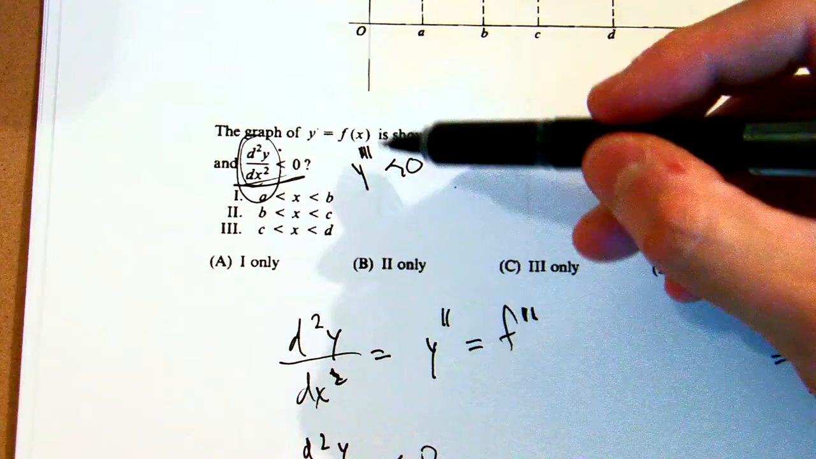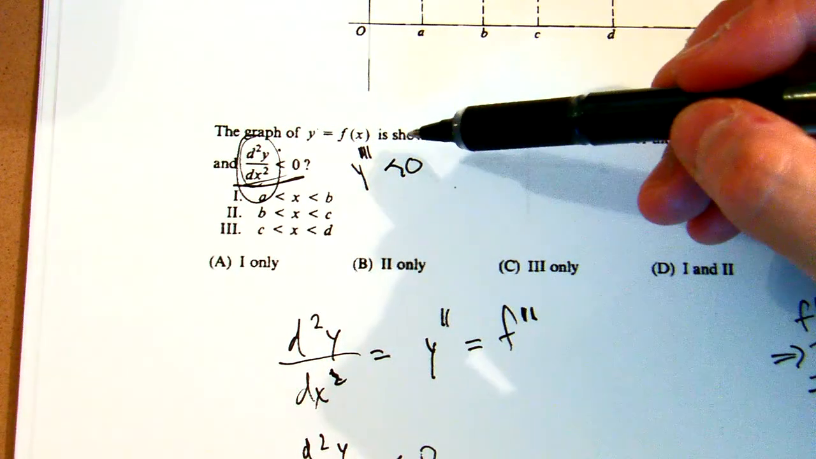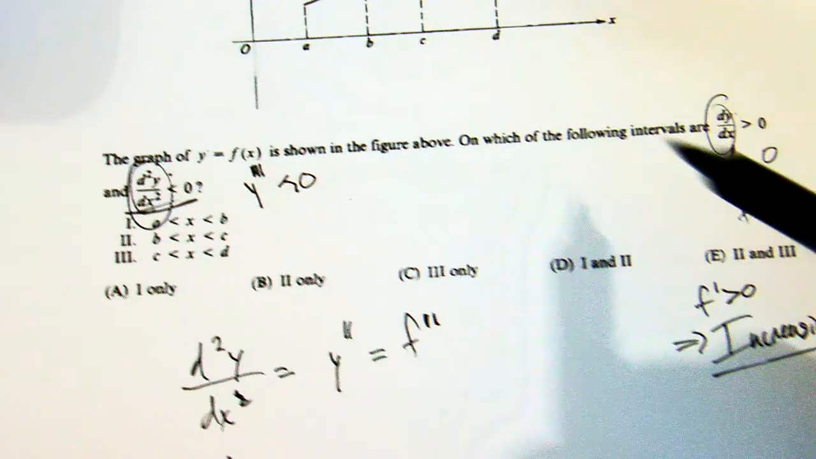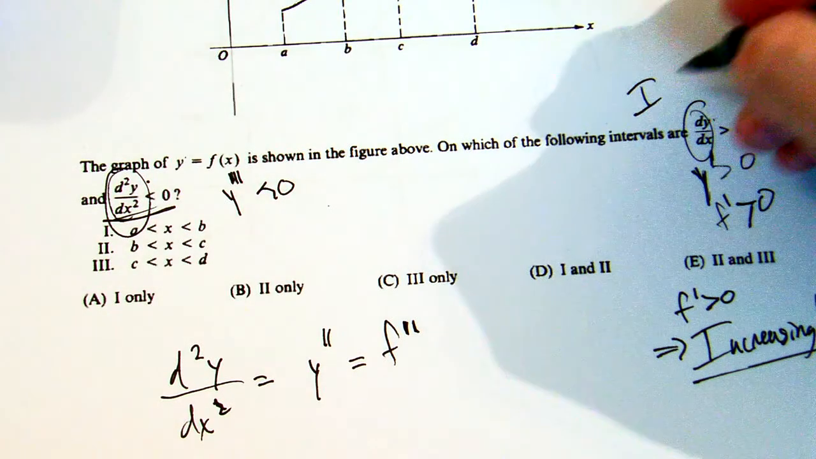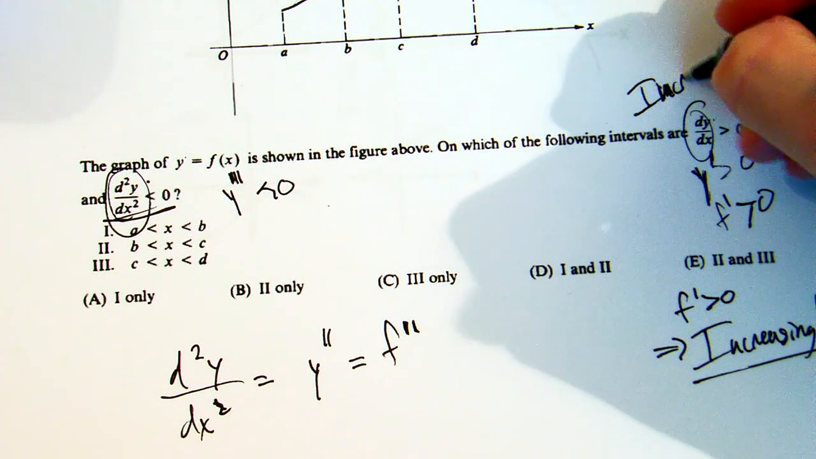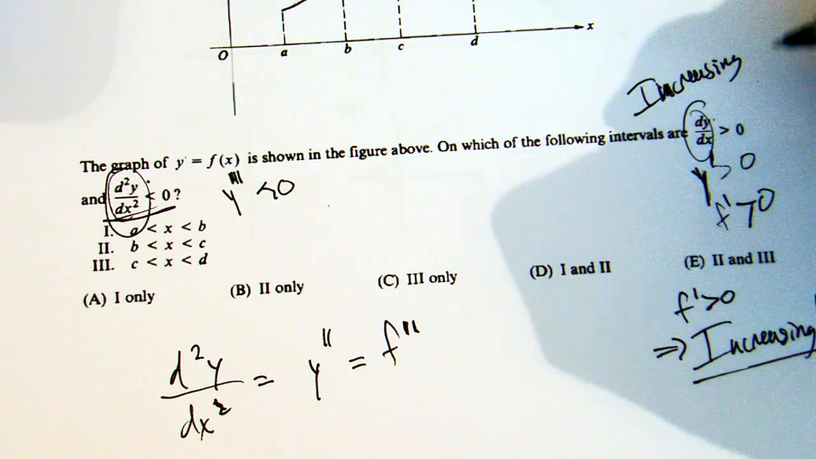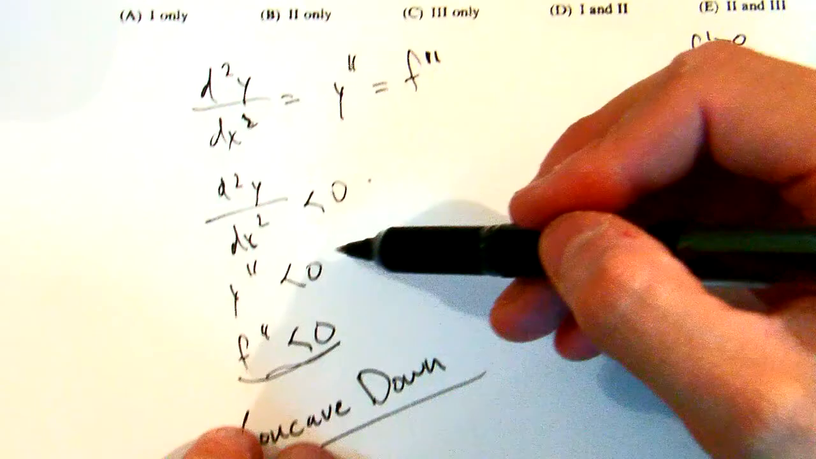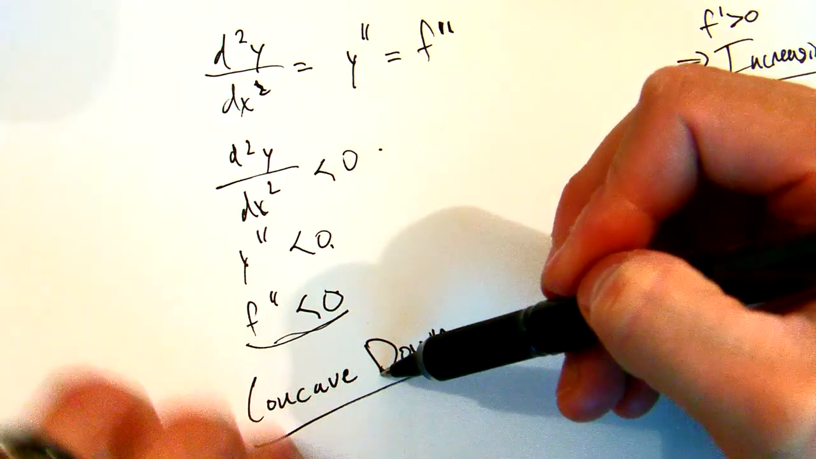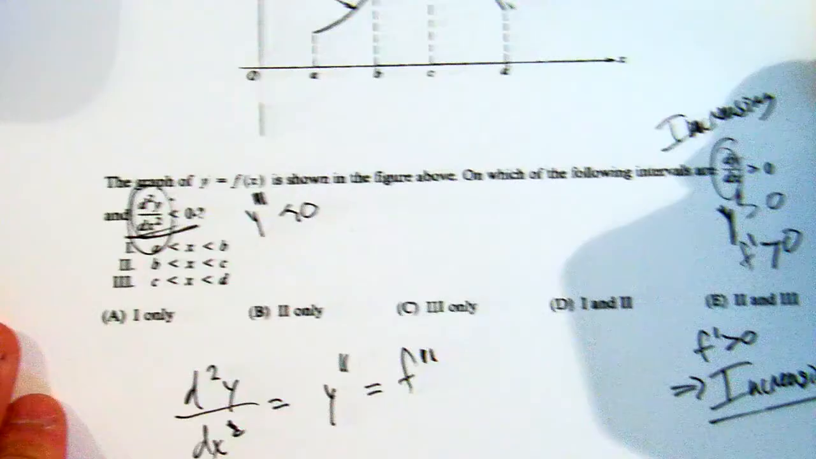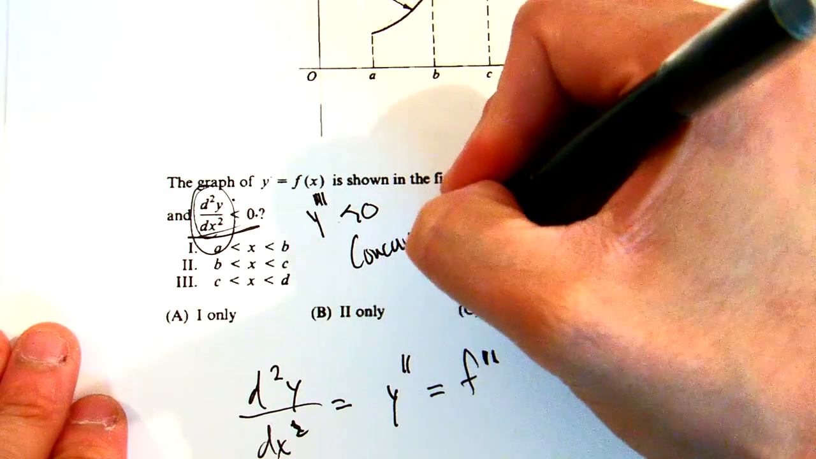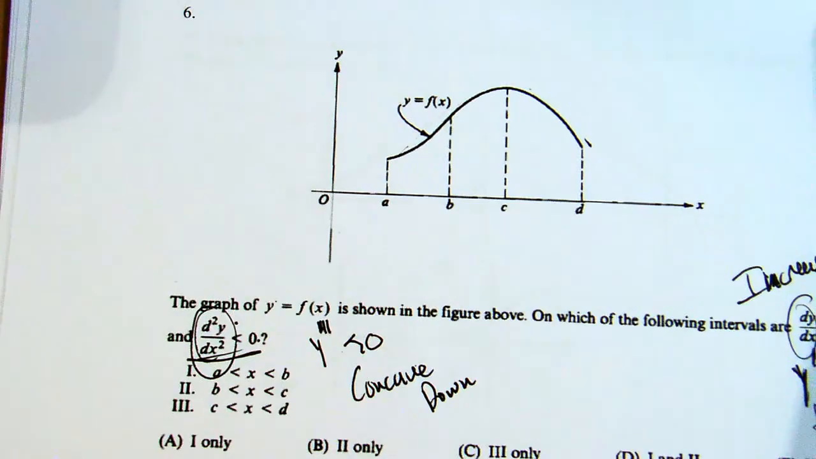So I want to find two things. I want to find what interval this graph is both. This means increasing, and this means concave down. So I want to find where it's increasing and concave down. Okay? So we need to find those intervals.